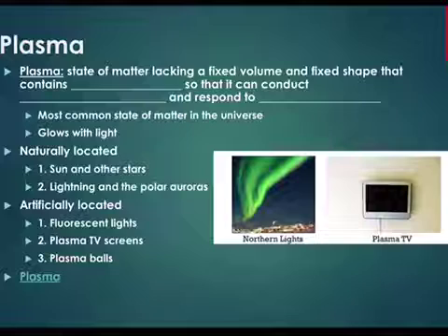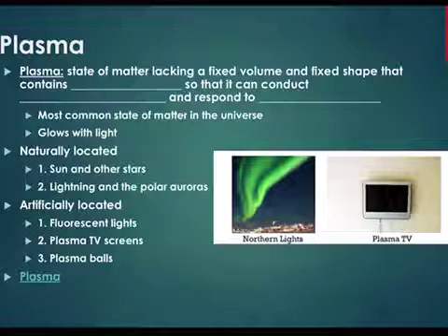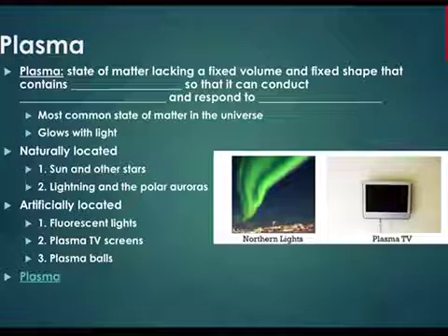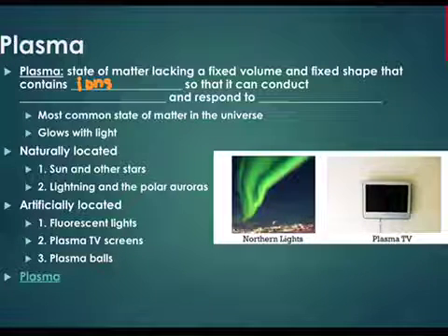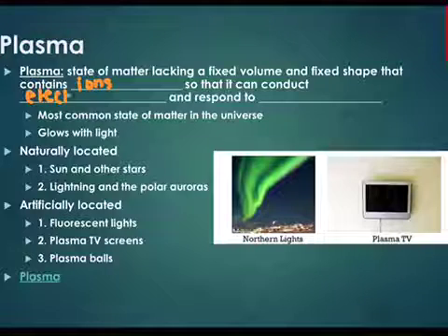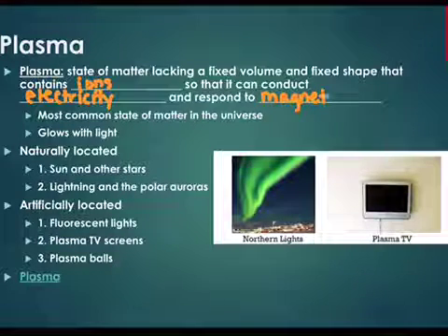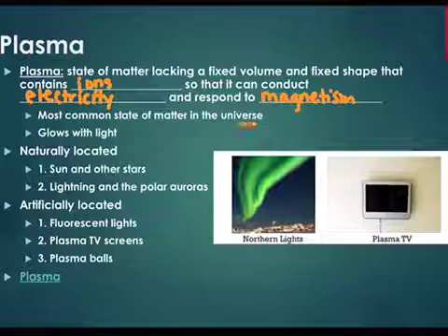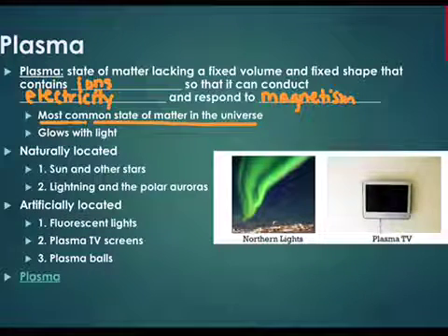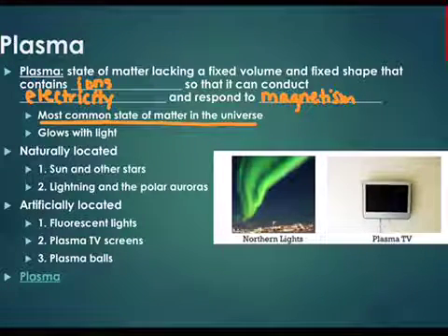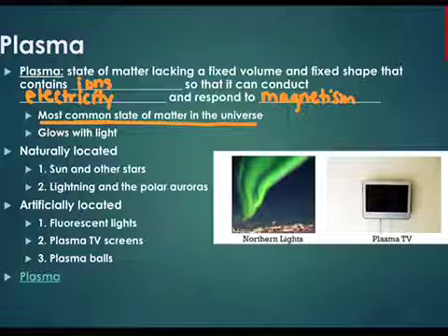Lastly, we have plasmas. Plasma is a state of matter that doesn't have a fixed volume or a fixed shape, but it contains ions. This is what makes it different from a gas. These ions allow it to conduct electricity and respond to magnetism. This is the most common state of matter in the universe, and oftentimes we know it's present because it will glow with light.